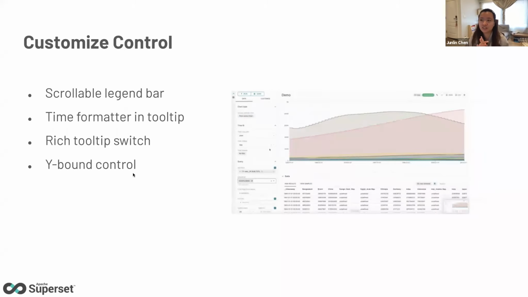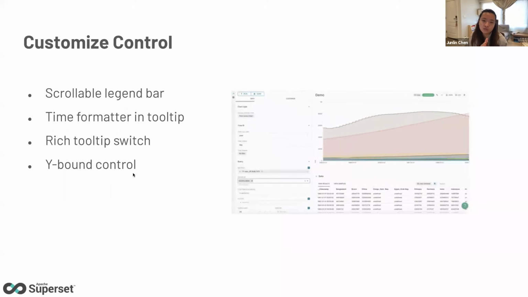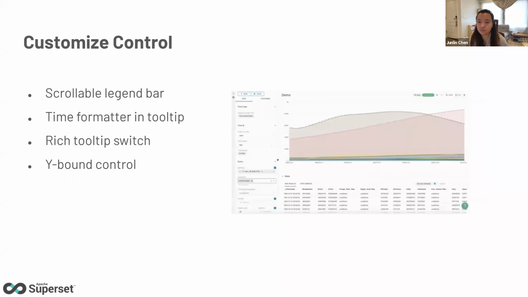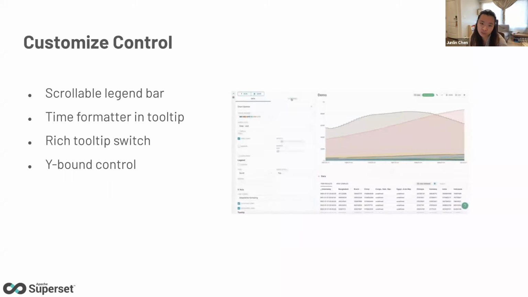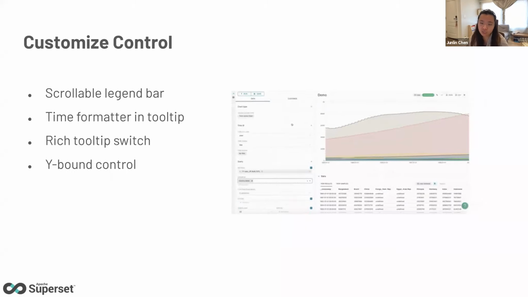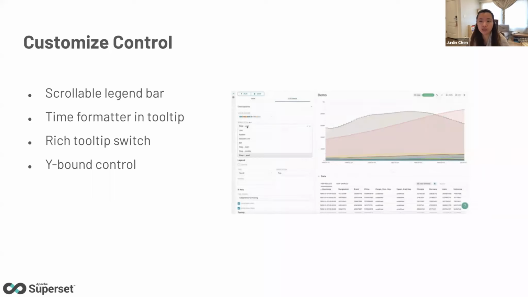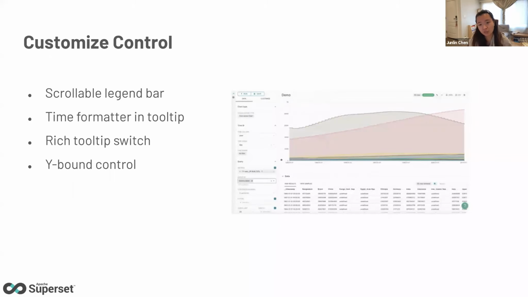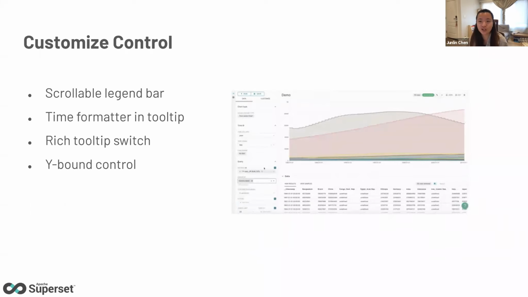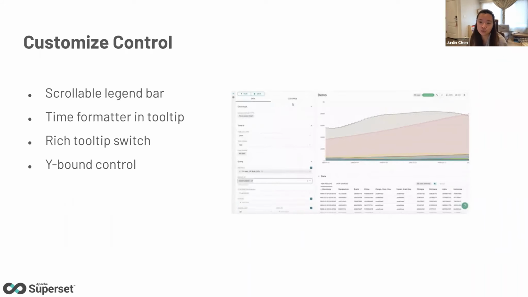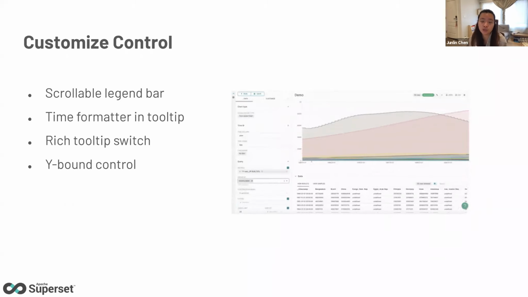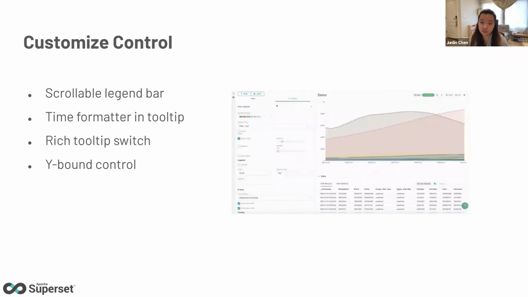Next one, customize control. For this tab, we added improvements like a scrollable legend bar, time formatter in tooltips, rich tooltips switch, and whisker bound controls, in ECharts only, because we are slowly deprecating some of the NVD3 charts in the near future, and we would like to put most of our investment into improving and integrating ECharts.